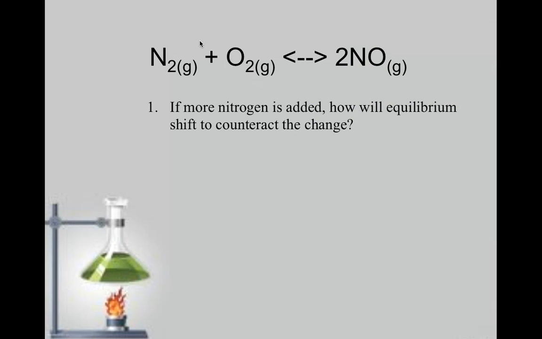Okay, so back to this same reaction between nitrogen and oxygen. So if more nitrogen is added, how will equilibrium shift to counteract the change? So we're going to be adding more to the left side. So if you guys are using your pen or your ruler, it'd be getting heavier, so to speak, on the left-hand side. And that would mean that equilibrium needs to shift to the right. Okay, so it's shifting to the right.